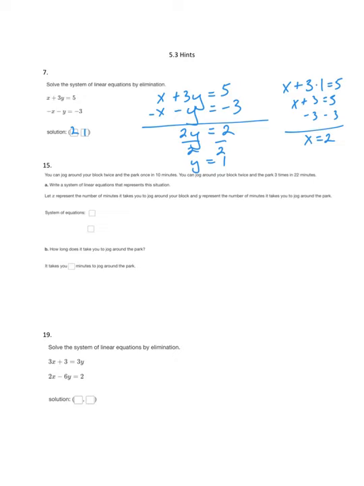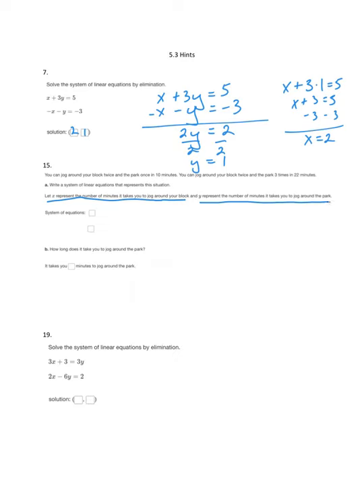All right, next we have number 15. It tells us you can jog around your block twice and the park once in 10 minutes. You can jog around your block twice and the park 3 times in 22 minutes. And they go ahead and define the variables for us. x is the number of minutes it takes to jog around the block. y is the number of minutes it takes to jog around the park.